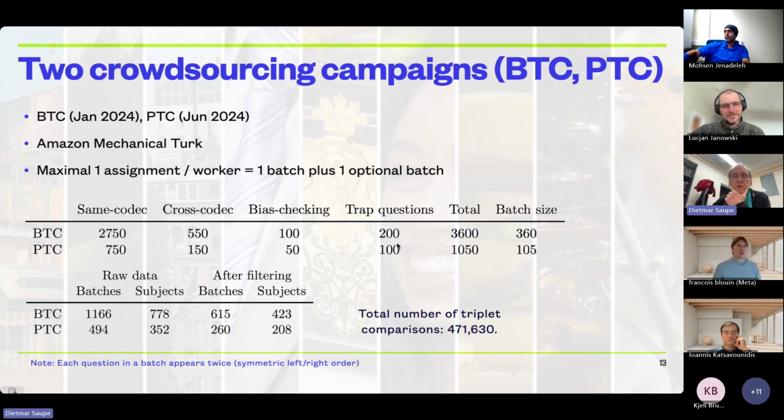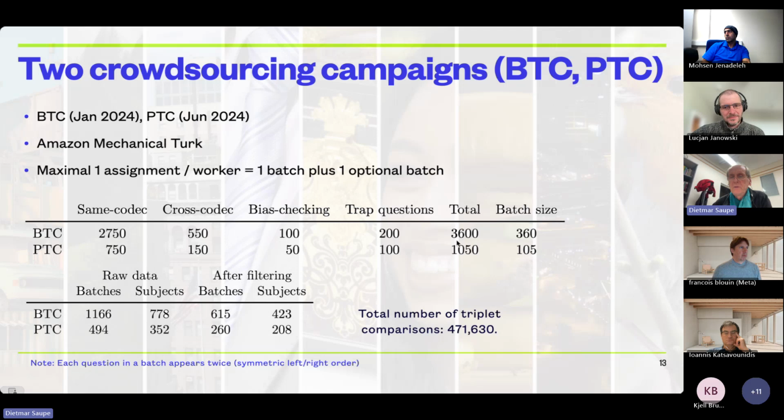We also had trap questions where the answer was very obvious, so we could use these trap questions to reject some participants and not pay them because they were not doing their job well. So I think we had a threshold of 70%. If they did not answer 70% of these trap questions correctly, then they would not be paid.